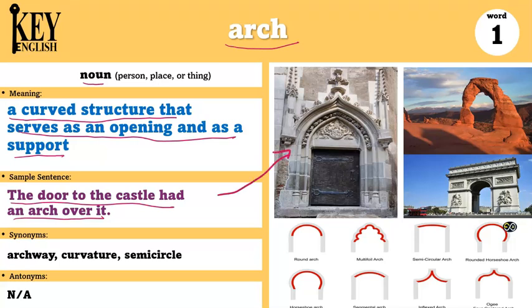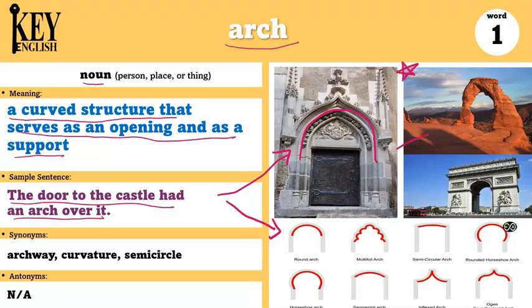You can see in this picture here, this is what an arch looks like. It's kind of like a half circle or oval. If you would continue it, it would be complete. But an arch is just that curved shape. And there's many different kinds of arches that we can find in different buildings or even in nature.